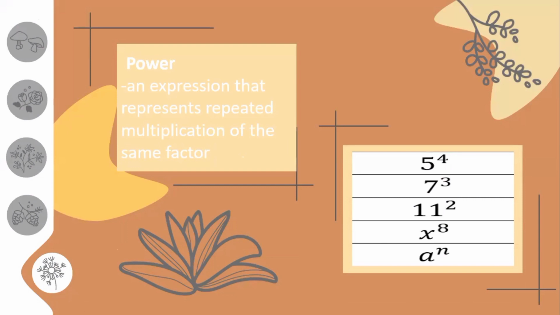So in our first example, what does this mean? Is it 5 times 4? Or you are going to multiply 5 by itself 4 times? Okay, very good. The answer is you are going to multiply 5 times 5 times 5 times 5. Okay, 4 times, pong i-multiply ang 5 sa kanyang sarili.